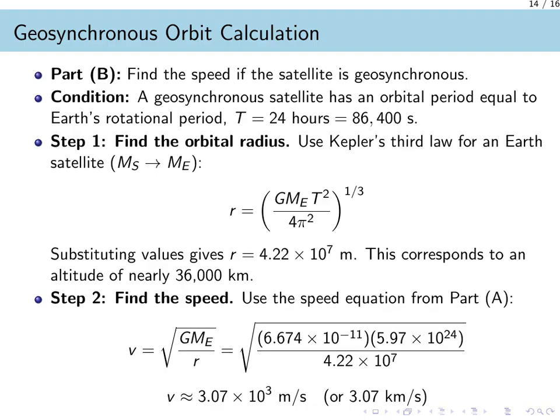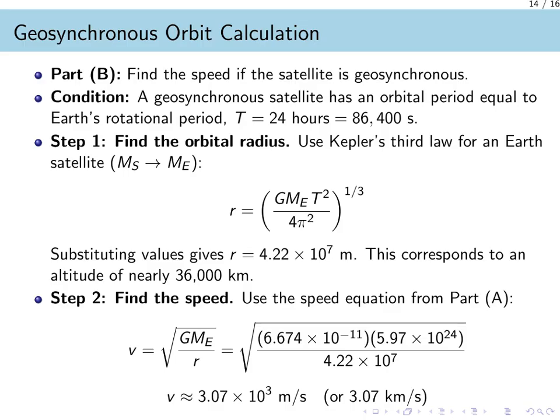Now let us consider a special case: a geosynchronous satellite. This is a satellite that appears to remain stationary in the sky from an observer's perspective on the ground. For this to happen, the satellite's orbital period must exactly match the Earth's rotational period, which is 24 hours or 86,400 seconds. Our calculation is a two-step process.